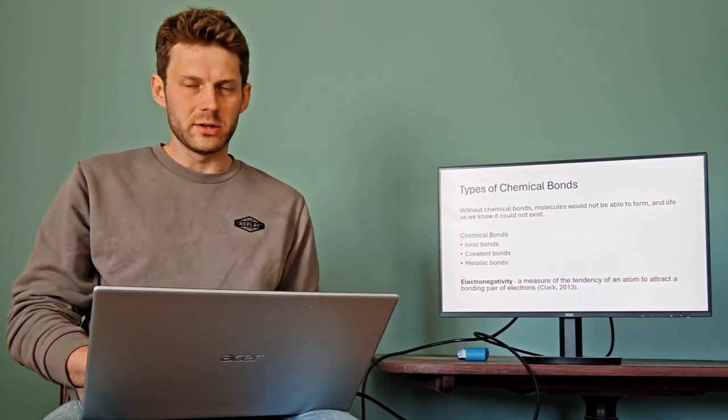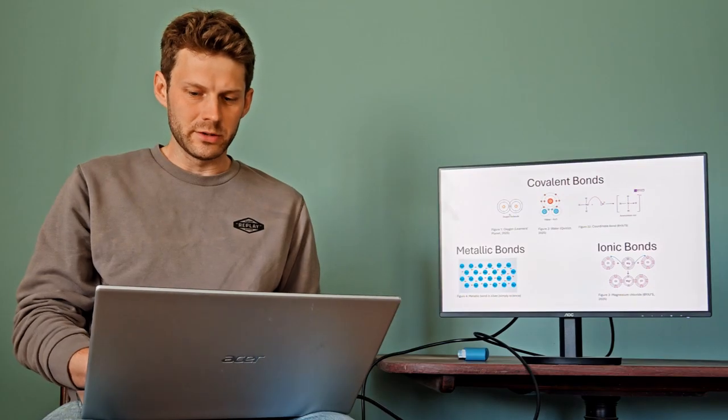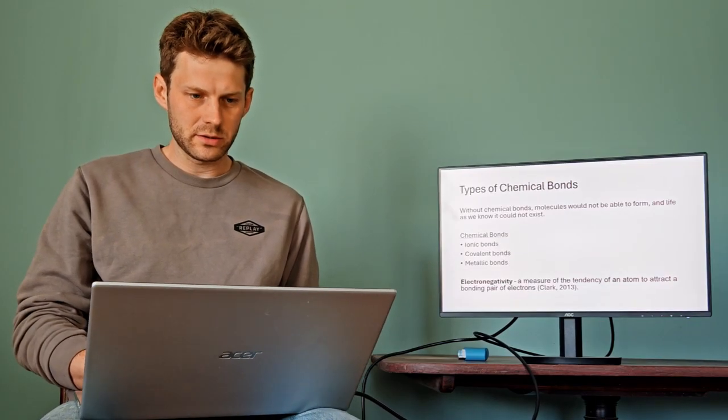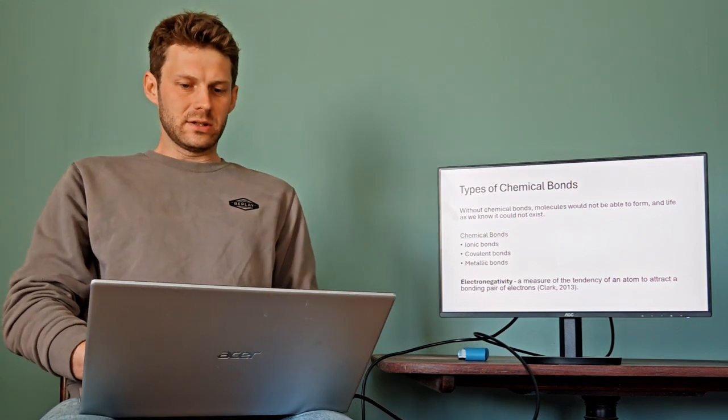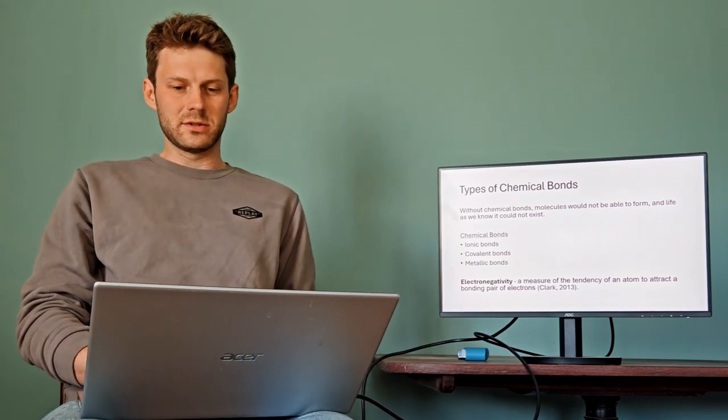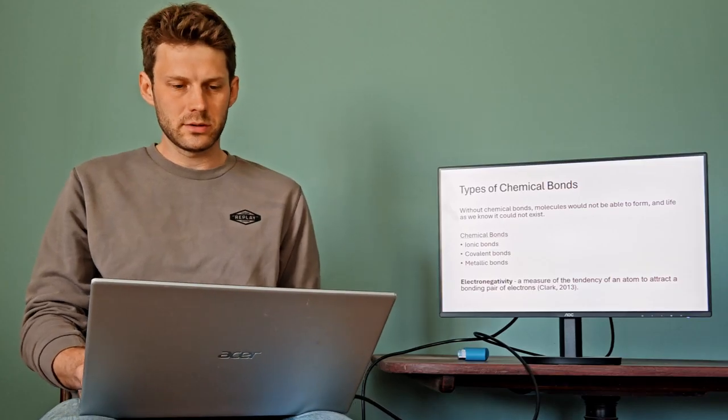So there's three different types of chemical bonds: ionic bonds, covalent bonds, and metallic bonds. And it's worth noting that electronegativity is a measure of the tendency of an atom to attract a bonding pair of electrons.